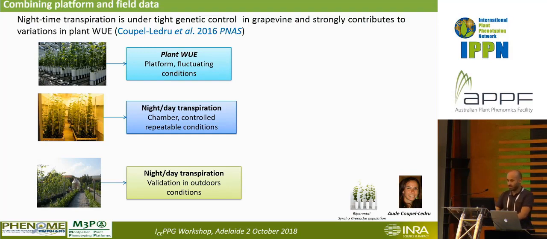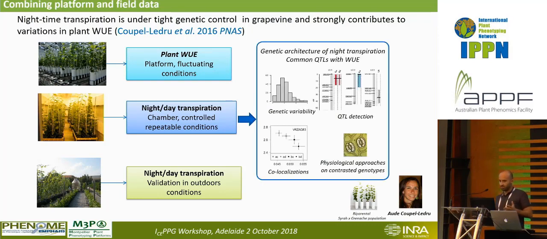Then she moved the plants to a growth chamber with controlled conditions to have another range of conditions where she measured night and day transpiration in a very specific condition. And she also validated these measurements in the field, where she also measured night and day transpiration, and she combined all the information to evaluate the genetic architecture of night transpiration, and she found common QTLs with water use efficiency. And this work has been published in PNAS.